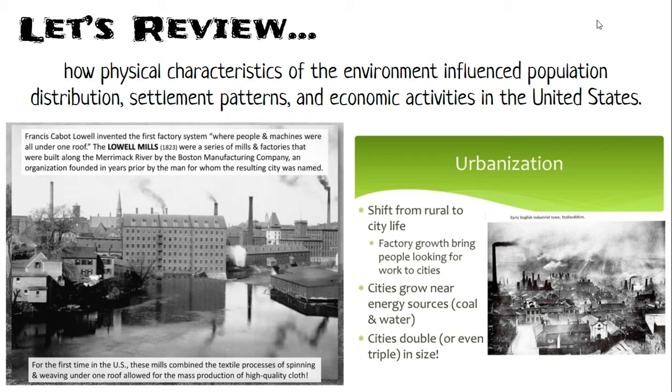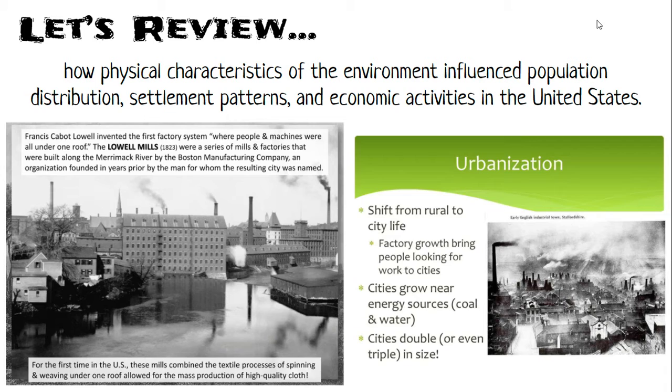Let's next review how physical characteristics of the environment influence population distribution. We have settlement patterns and economic activities in the United States. Our first image to the left here is of the Lowell Mill, one of the first mills that's built, a factory. We can see that this mill is sitting on a river. It says that the Lowell Mills were a series of mills and factories that were built along the Merrimack River by the Boston Manufacturing Company.